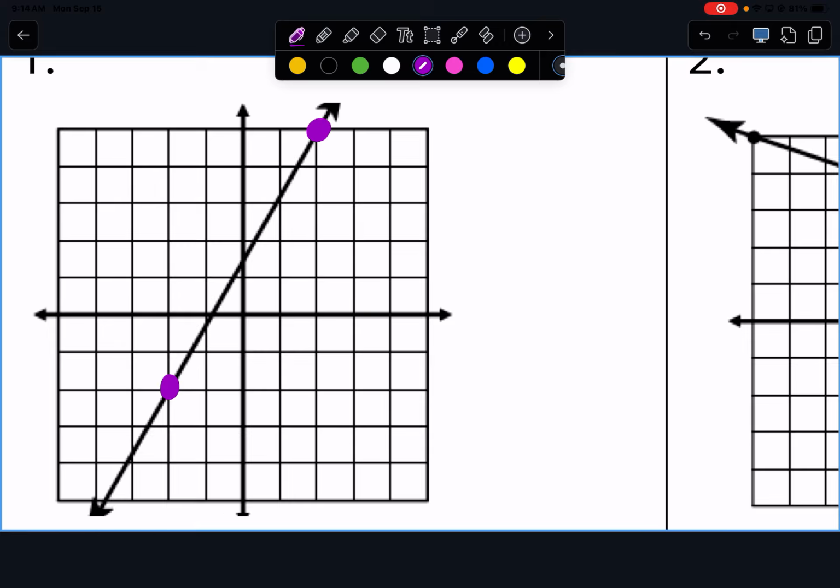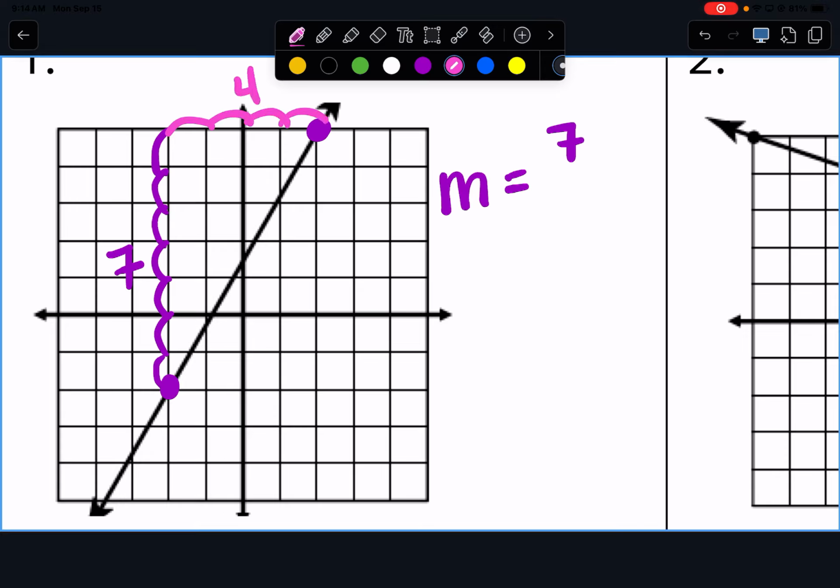So to get there, what is my rise? Seven. Because it goes up 7. Okay, so our rise is 7. Then our run would be 4. Is 7 over 4 a fraction I can simplify? No. So that's just my slope. My slope is 7 over 4.